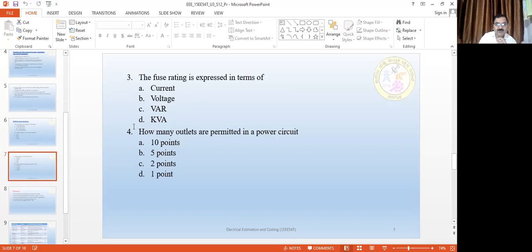Okay, next question number four. How many outlets are permitted in a power circuit? That means how many points that can be connected in each heating sub circuit? Option A 10 points, option B 5 points, option C 2 points, option D 1 point. The maximum number of points that can be connected in the heating circuit is 2. So maximum 2 points can be connected in each sub-circuit. Even 1 point can also be connected, but the maximum is option C, 2 points.